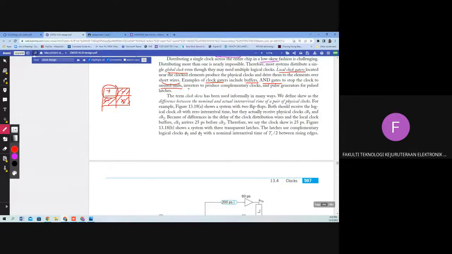Inverters produce a complementary, inverted clock. And a pulse generator is used for pulse latches. Don't worry about the last one.